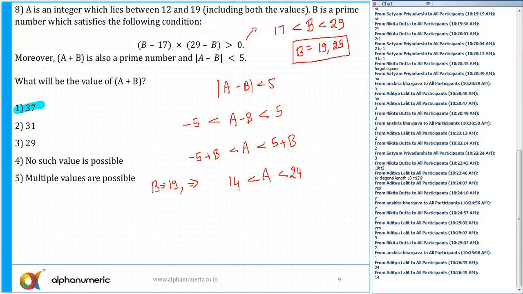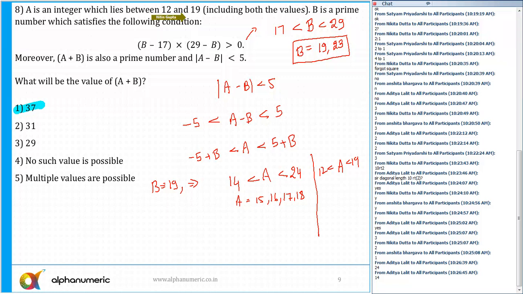So what are the possible values of A? Remember, we also know that A should lie in the range 12 to 19. So combining these two facts, the possible values of A in this case come out to be 15, 16, 17 and 18. Is that clear? And we also know that A plus B should be a prime number. So you can cross check whether we get a prime number.